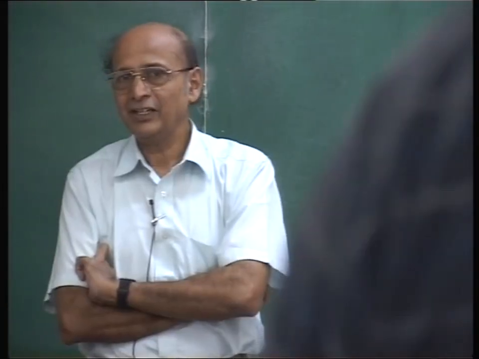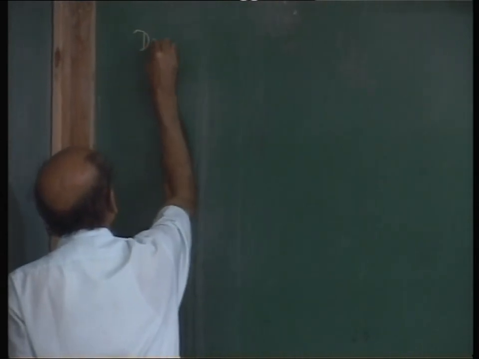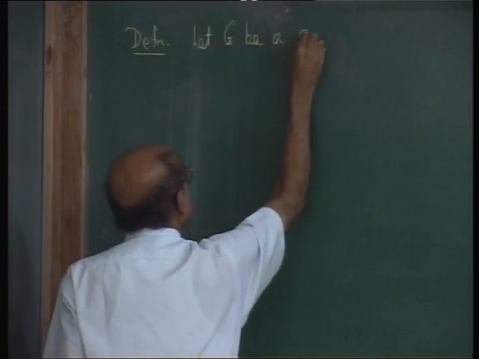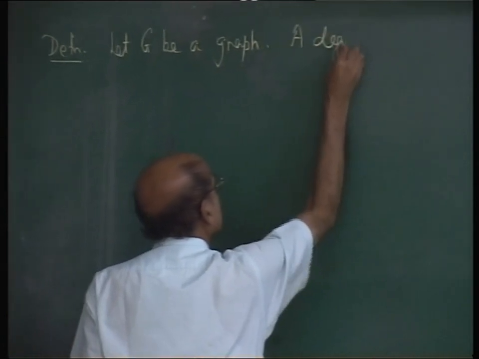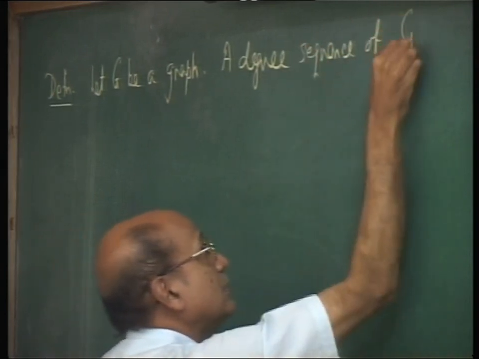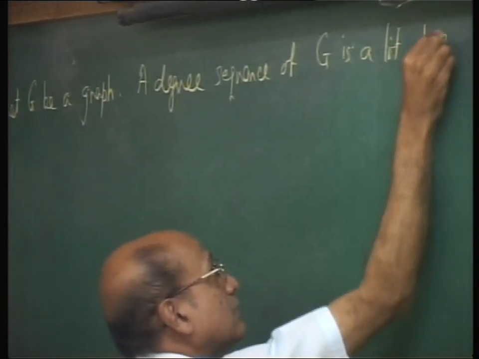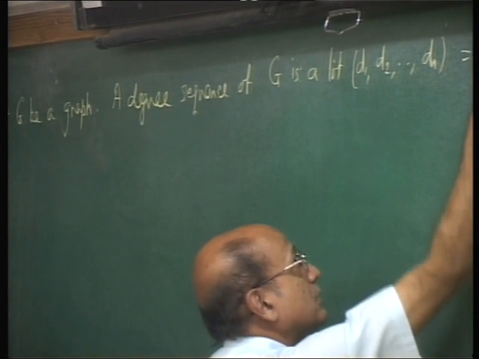Okay, the first thing we want to look at today is when can a graph, under given stipulations, be constructed. So, degree sequence. Of vertex degrees.